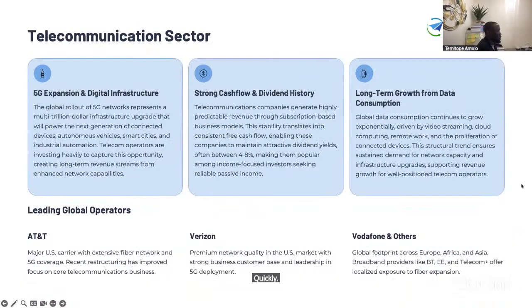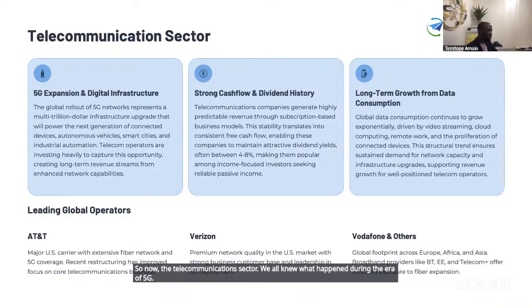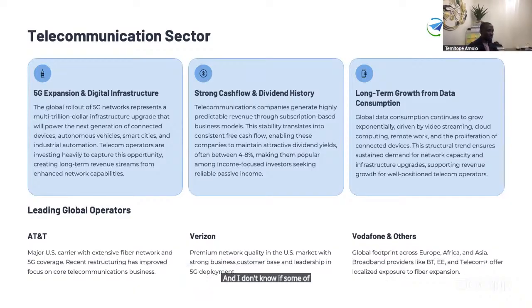Okay, maybe I should do that of telecommunications too. Then I can go and share my Trading 212 app for us to quickly see. So now the telecommunication sector, we all know what happened during the era of 5G. And I don't know if some of us are using 5G. Can someone confirm to me if 5G is working perfectly in Nigeria now?